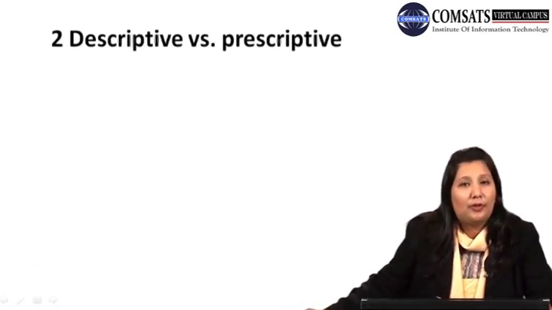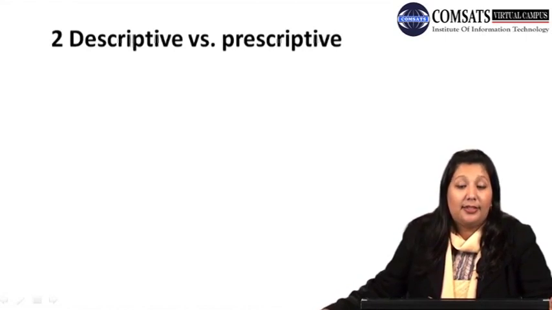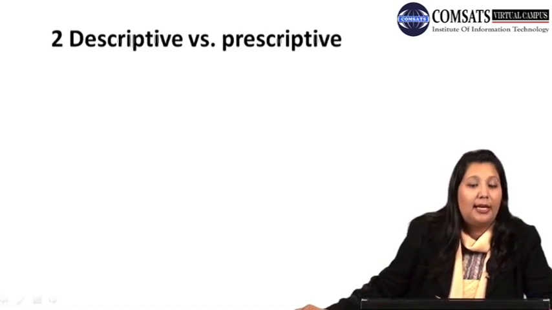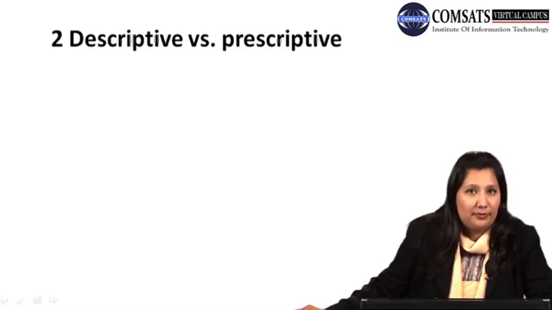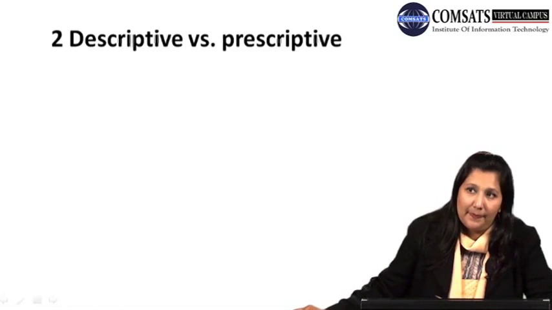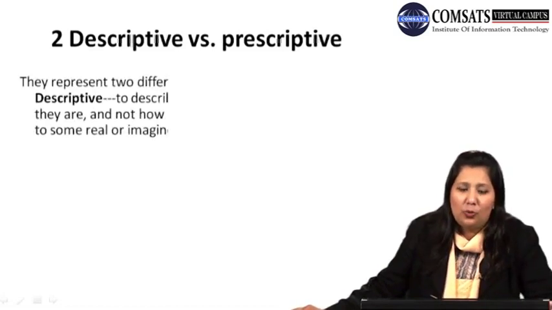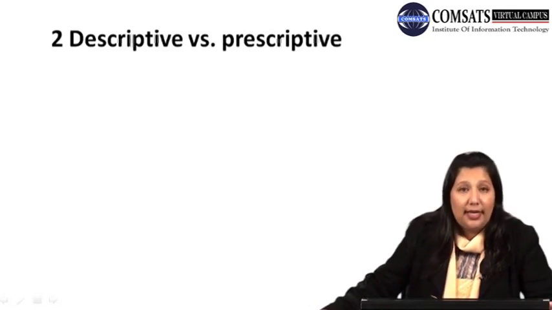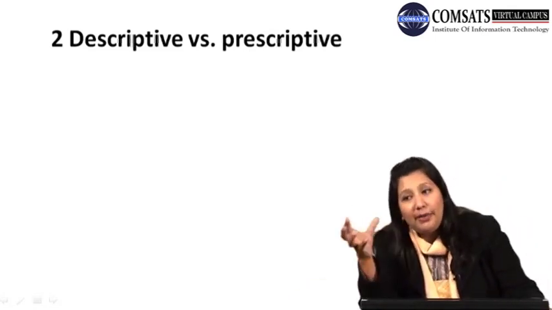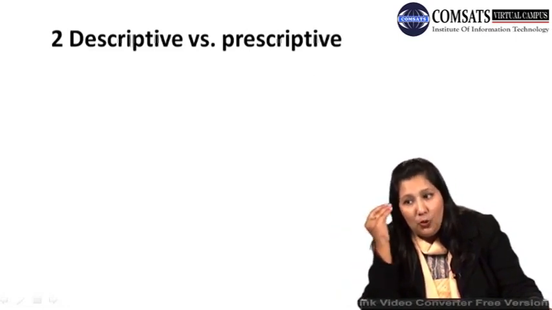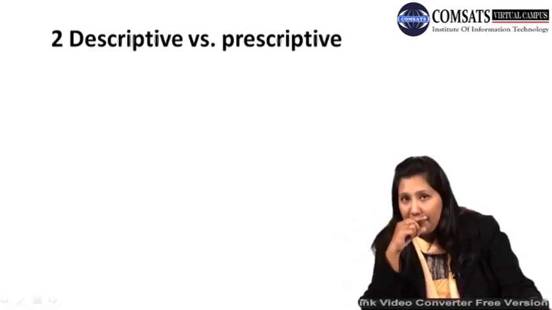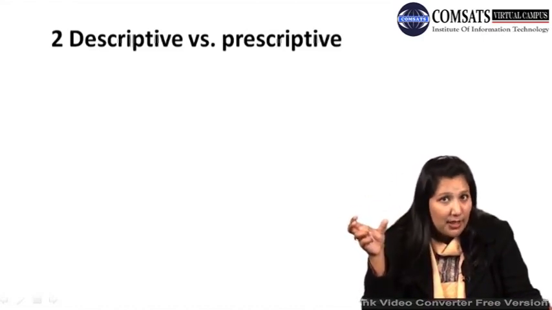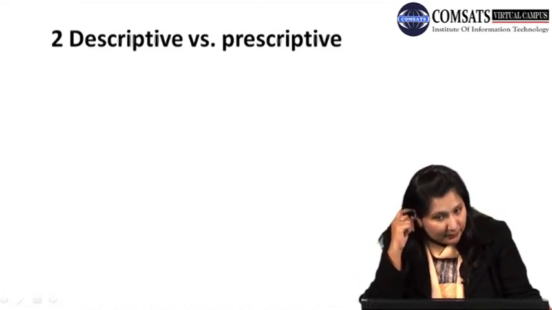The second aspect of linguistics is descriptive versus prescriptive. It is said that linguistics is descriptive rather than prescriptive. What do these two words mean? Descriptive is where you are describing the phenomena, where you are looking at one thing and telling about it. It is description. It is describing the thing.